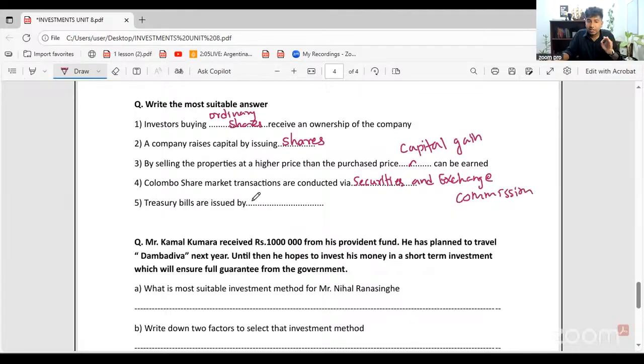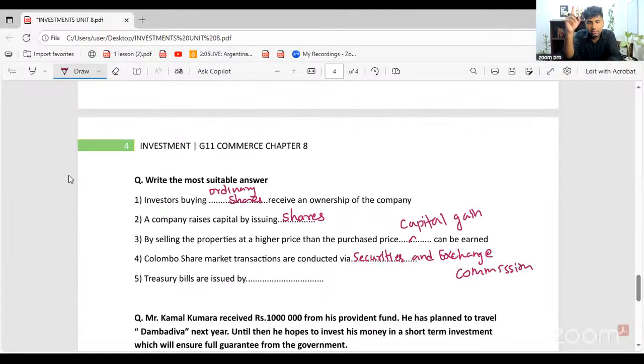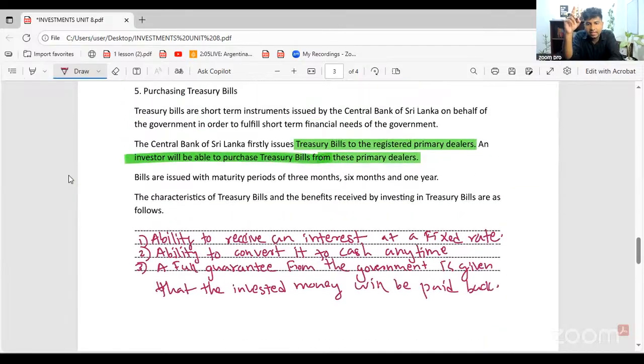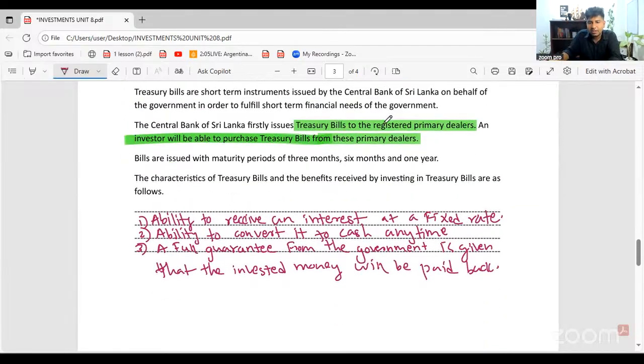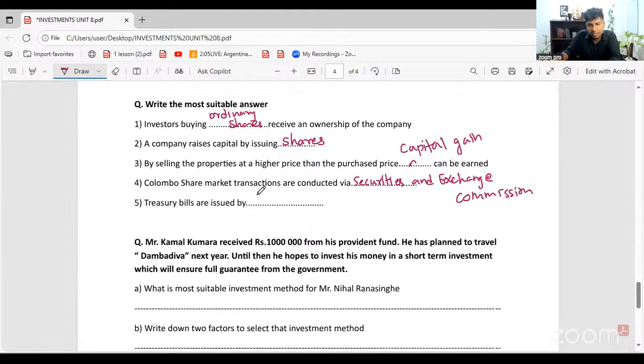Treasury bills are issued by whom? Go to the note. It is issued by the government, by the Central Bank of Sri Lanka on behalf of the government. Central Bank of Sri Lanka.